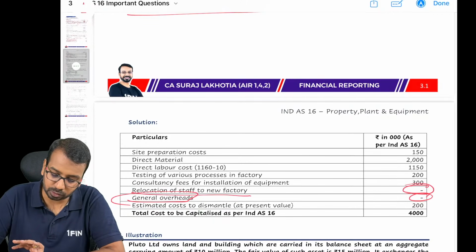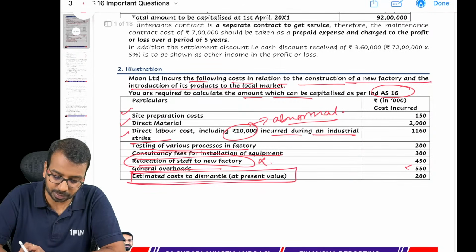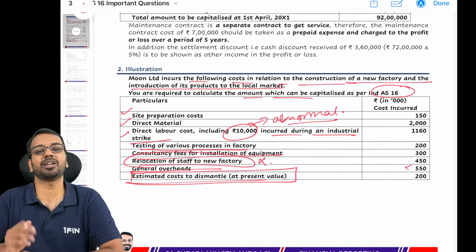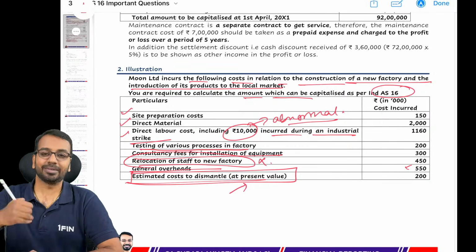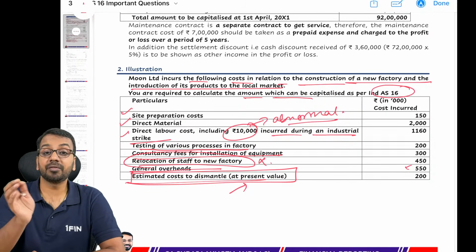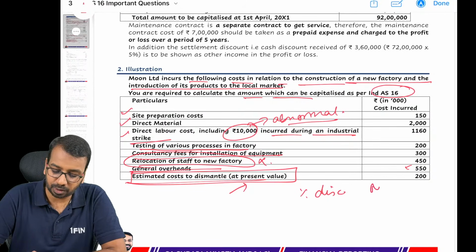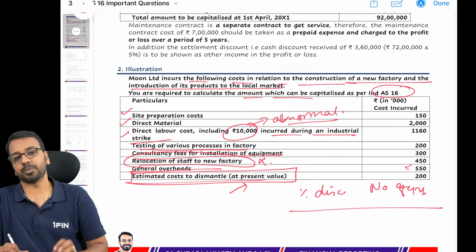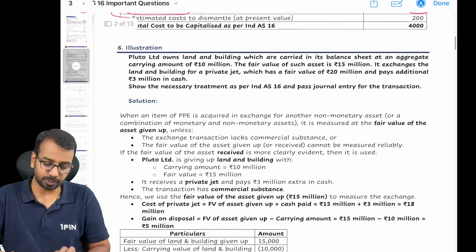Relocation of staff will also not be considered. Then sometimes in the examination you will get an estimated cost to dismantle. The question doesn't say whether it is a present value or future value. In that case, you can assume that it is given as present value and proceed accordingly. Or if information is available, such as the percentage discount and the number of years, you will take that information and use it. General overheads will not be considered, that you have to keep in mind.